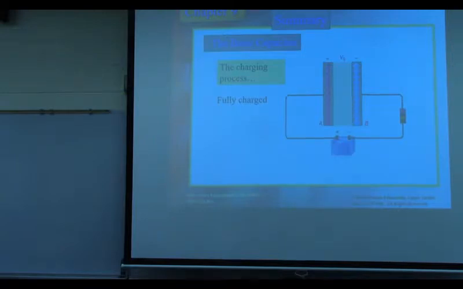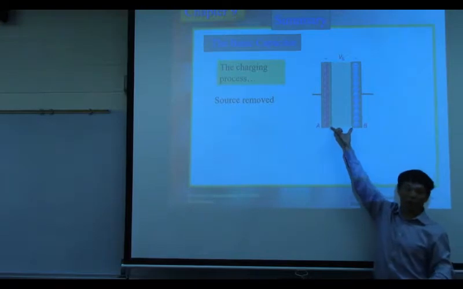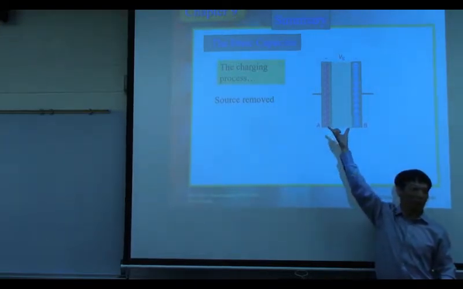Now, if we disconnect the battery, those charges, positive and negative, are still there. So this forms a capacitor. It's called a charged capacitor. You don't want to touch it, especially if the voltage is very high. If you touch it with your fingers like that, what will happen?